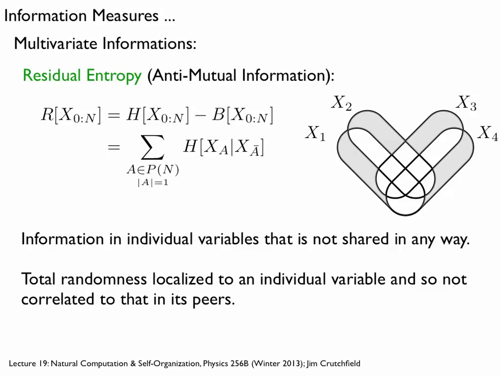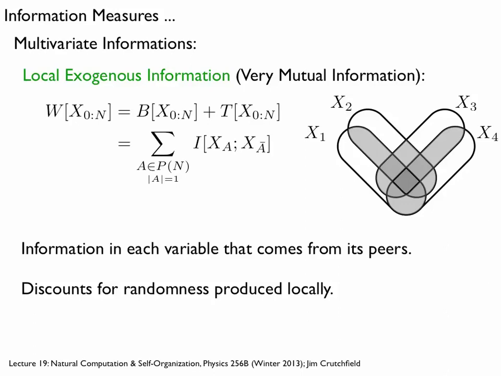And then there's the local exogenous information. We're kind of running out of vocabulary here, but there are different problem contexts that are actually helpful. You might call this very mutual information. It's the information in each variable that only comes from its peers and it's not generated by itself. It's kind of complementary to the residual. So here, the easiest expression is the bound information plus the total correlation. And here's the information tableau. It sort of takes down the counts from the total correlation by one. So this discounts for the randomness produced locally. So again, you can see how these would be answers to different kinds of questions. You want to see how much a variable is contributing to a process, or maybe is not contributing to a process.